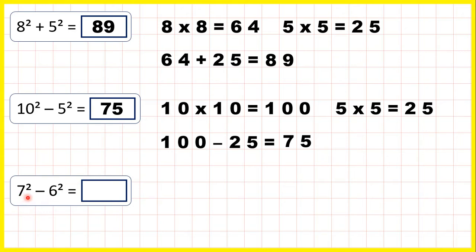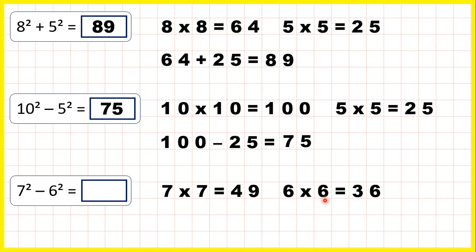Now 7 squared minus 6 squared. So 7 squared is 7 times 7, which is 49, and 6 squared is 6 times 6, which is 36. So we need to subtract 36, or 6 squared, from 49, or 7 squared. That's 13, so that's our answer.